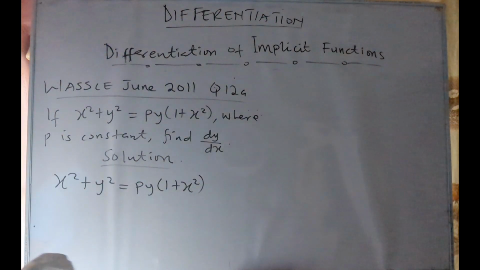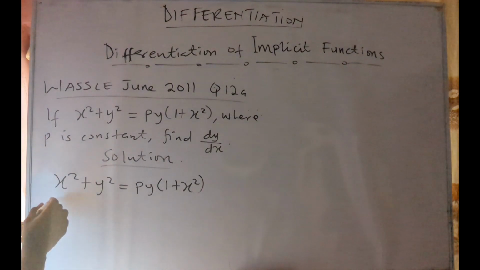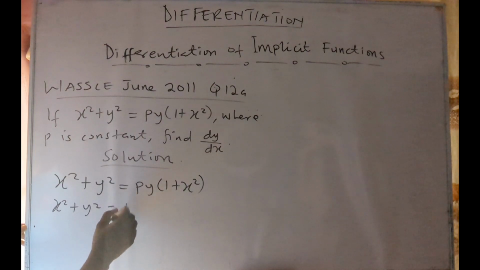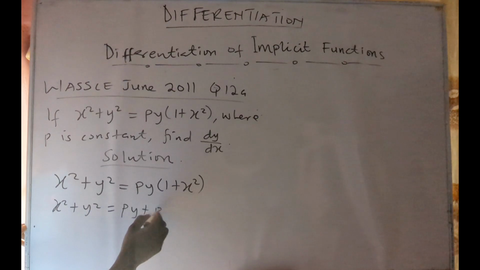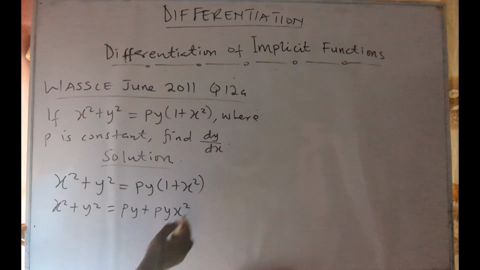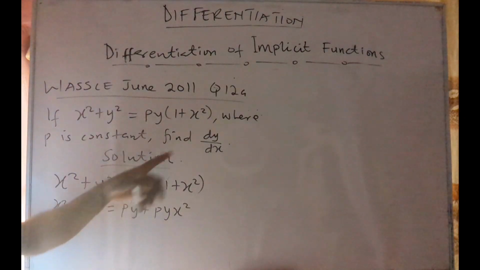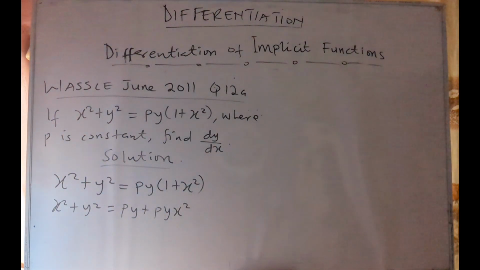This is implicit. Okay, so first of all, let's expand this. So that we have x squared plus y squared equal to py times 1 is py, and then plus p y x squared. Now that we have this, we are going to make dy on dx the subject. So the differentiation of x squared will give us 2x, plus y squared will give us 2y dy on dx.